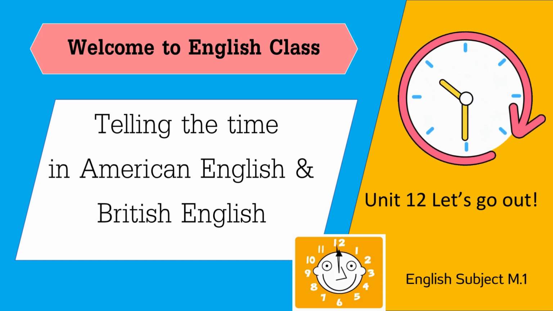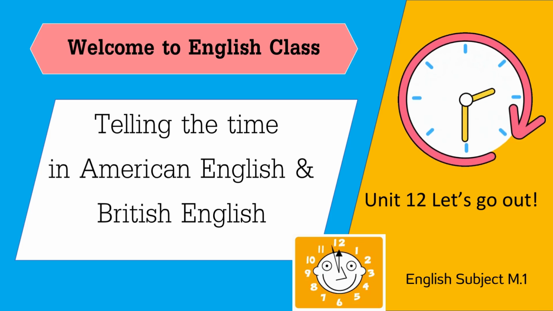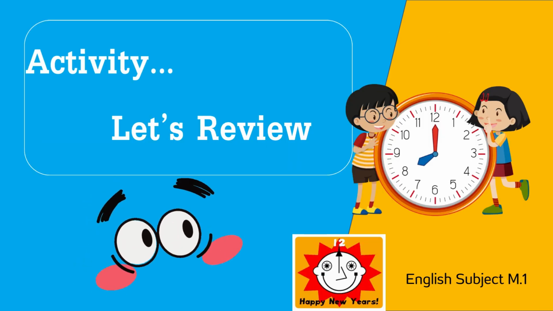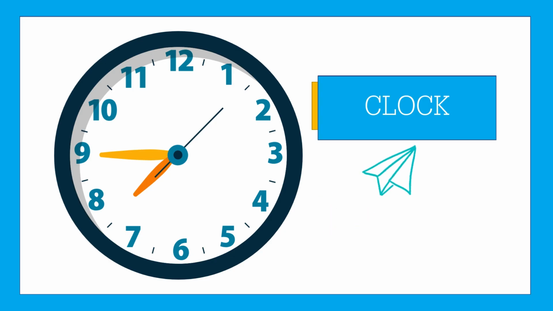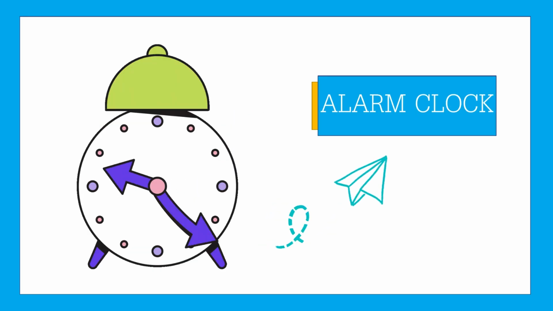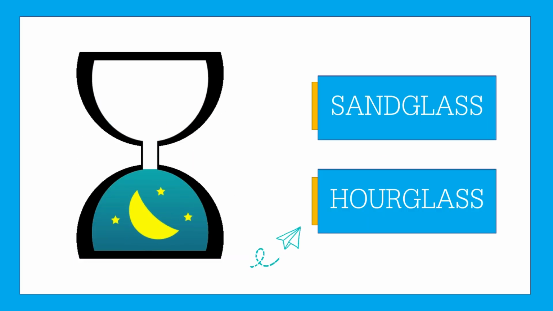Hello, everyone. We are studying about telling the time in American English and British English. First of all, let's start reviewing the vocabulary. The first type of watch is well known. That's a clock. The next one is watch. And then is alarm clock. And the last one is sandglass or hourglass.